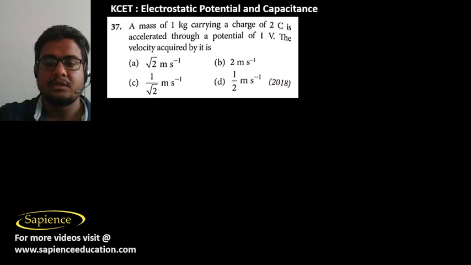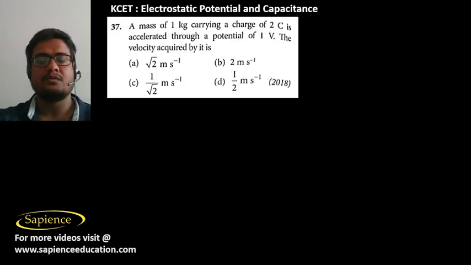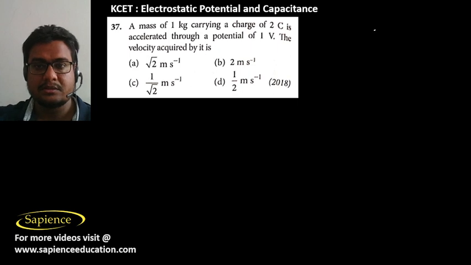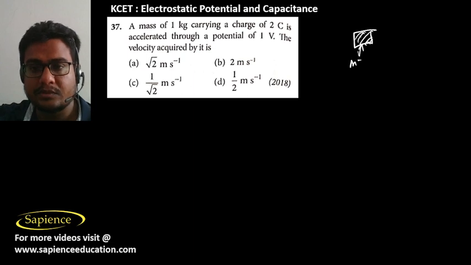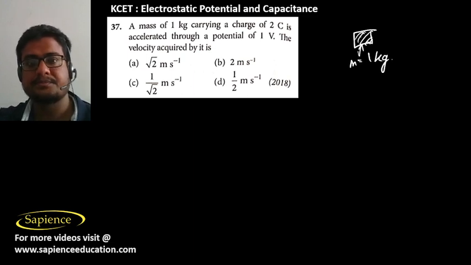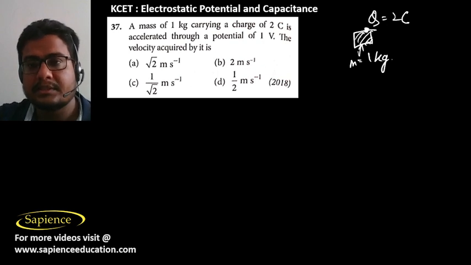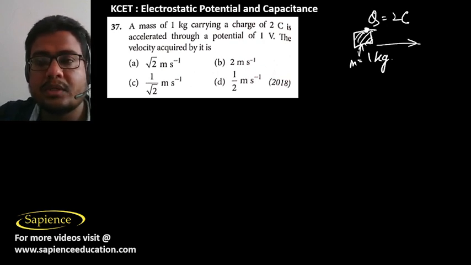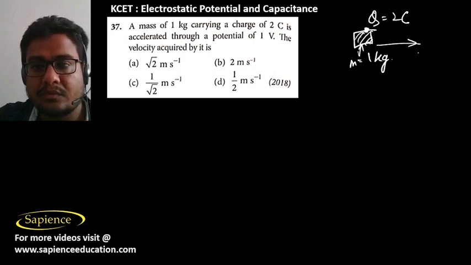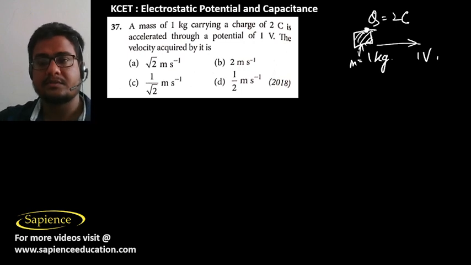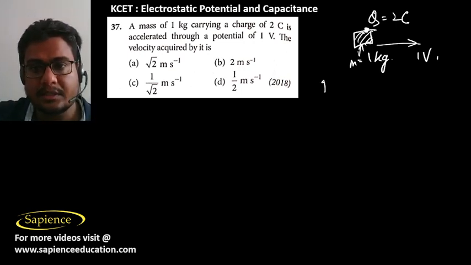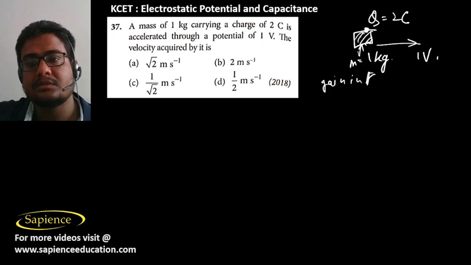Then here it is told, a mass of 1 kg carrying a charge. So the mass is m, which is equal to 1 kg, and it is also carrying a charge q, which is 2 coulomb, and then it is accelerated through a potential of 1 volt. The velocity acquired by it is, so we know that here we have to apply the gain in kinetic energy.